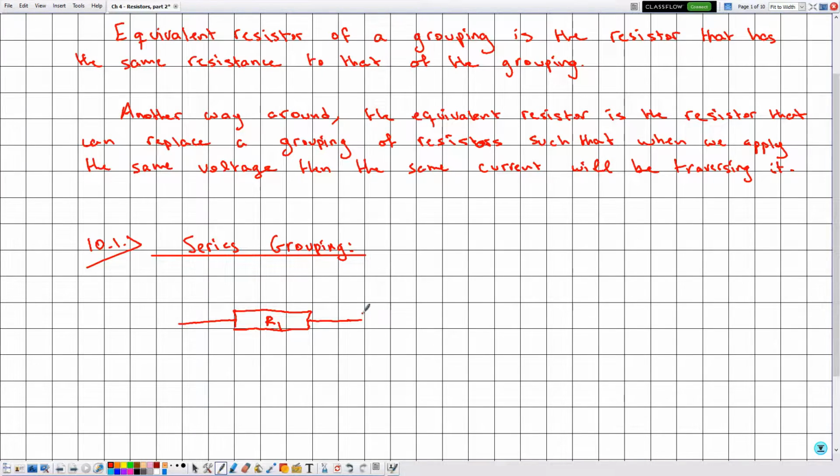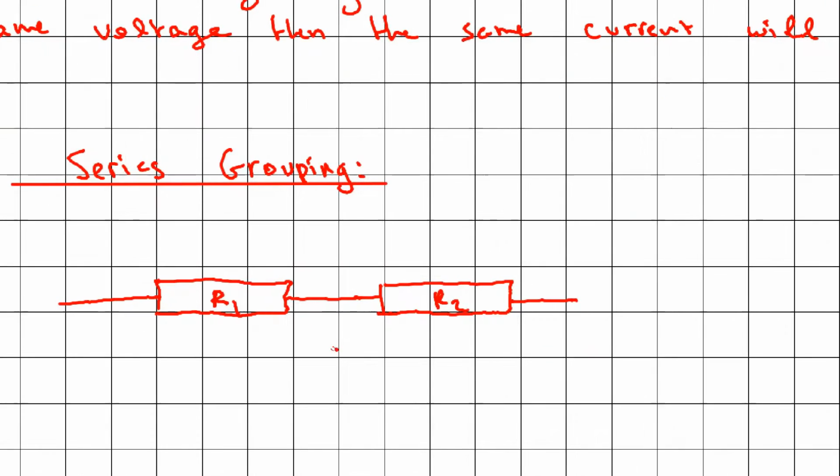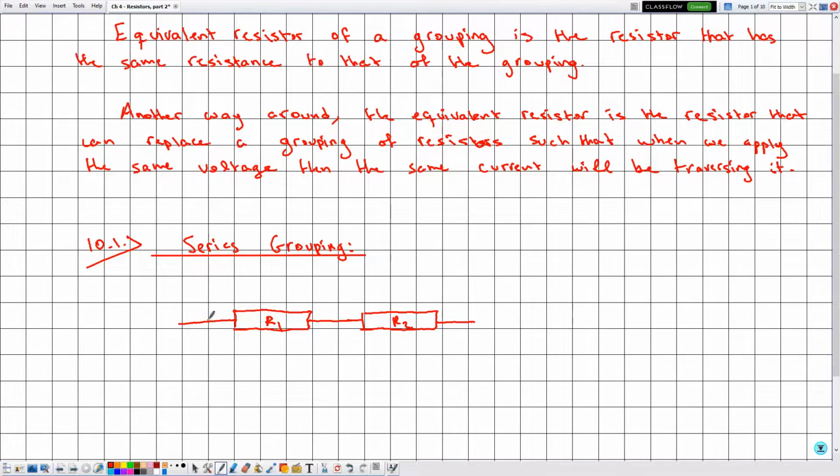In series with another resistor R2. So these two resistors are said to be in series because they have one terminal in common. Let me name the terminals. So let's consider that this is the point A, this is the point B, and this is the point C.